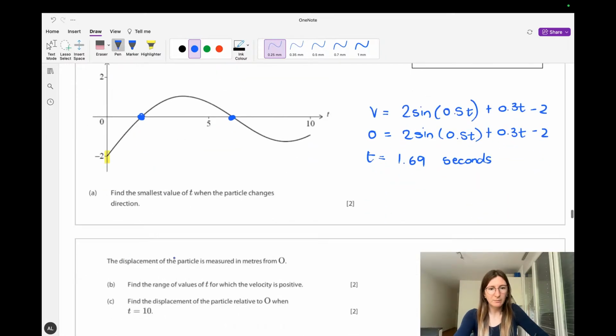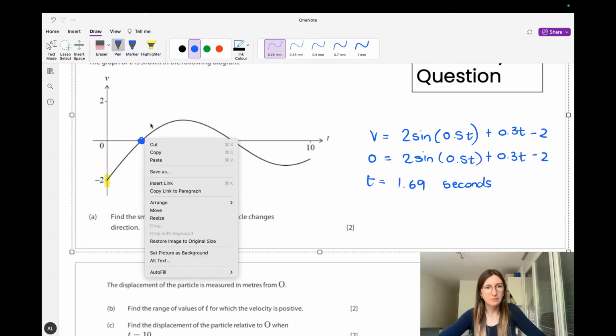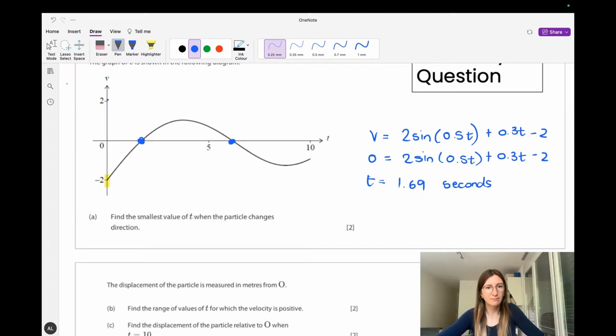The displacement of the particle is measured in meters from O. Find the range of values of t for which the velocity is positive. So velocity being positive is this area here. That's when it's above the t-axis. So from here, which we know is 1.69, we've just found that, to this one. So they just want us to find this value now.